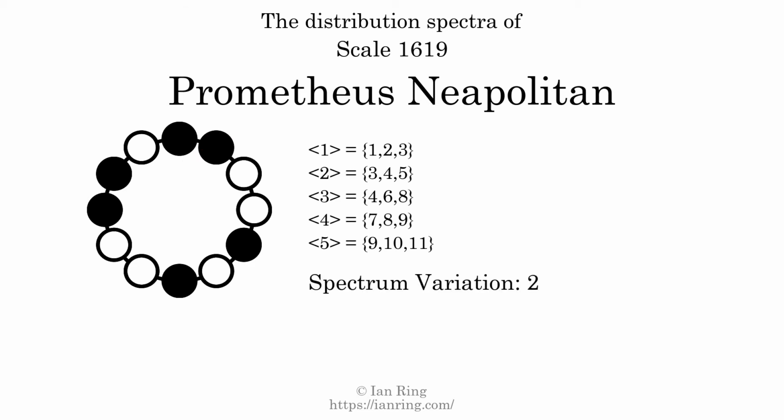The spectrum variation is the sum of all the widths, divided by the number of tones. The spectrum variation of this scale is 2.